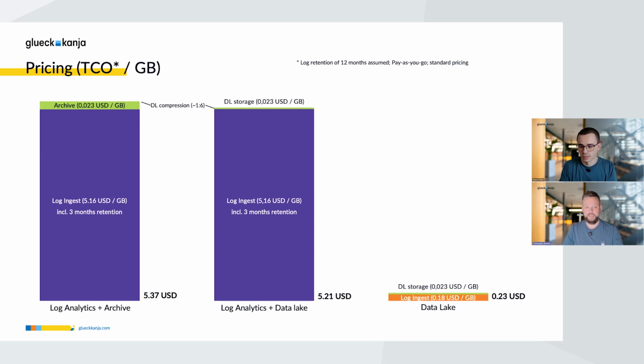You will pay the same $2.3 per gigabyte, but we can use that compression rate, and this will reduce the effective price to about 16 US cents. And now let's have a look at this tiny bar on the right side.